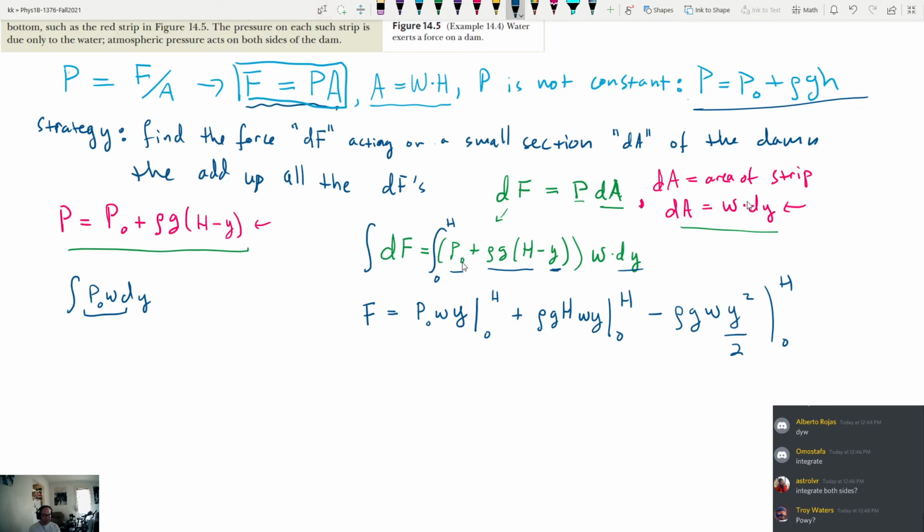First term is a constant, so you just put a y. Second term, rho g h, that's a constant, so we just add a y. Every term has a w in it. Final term is rho g, there's a negative sign, and it's y dy, so integral of y dy is y squared over 2.